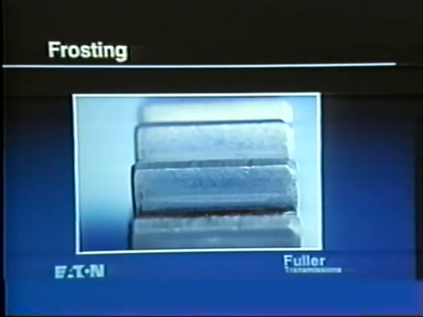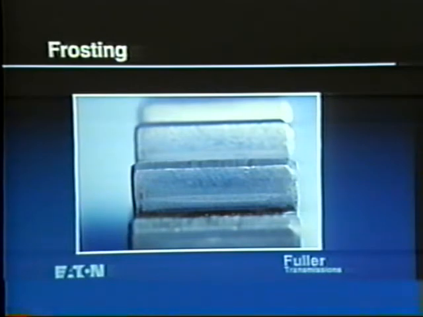Frosting usually occurs as a line across the tooth face on only a few teeth. As the teeth drive against each other, minute particles of metal leave the tooth surfaces and produce a satiny or matte-like finish. Frosting can be simply described as microscopic pitting.